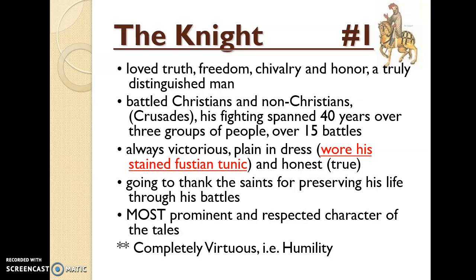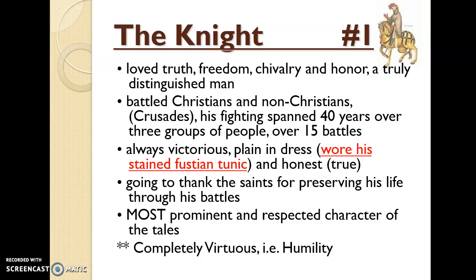So we have the knight here. He loves truth, freedom, chivalry, honor, and he's supposed to be very distinguished. He's always victorious, wears very plain clothing, which again is potentially that element of satire. Why is a knight who's seen as very high in society wearing such plain dress? And he is going to Canterbury to thank the saints for preserving his life through the battles. He is the most respected character of the Canterbury Tales, and he is seen as completely virtuous.